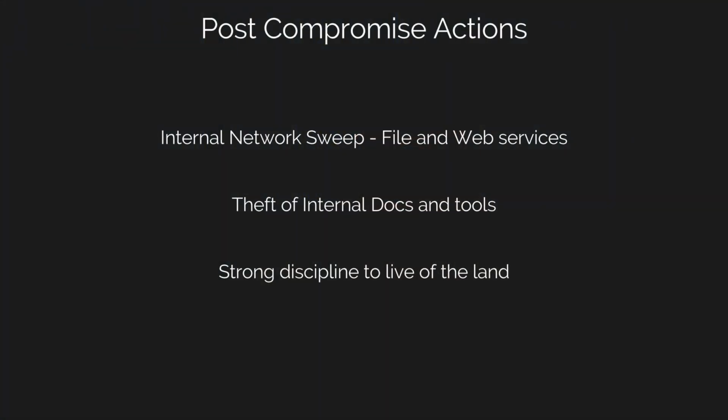Again, post-compromise actions for more of the 2018 side of the house, we start to see network sweeping, scanning the network for web services, file shares, and so forth. Really easy things to create signatures on, but then you start to get a little bit more into the heuristic side of the house as well. And again, continued strong discipline to live off the land. If there's an approved VPN solution inside their network, they'll use it if they can.